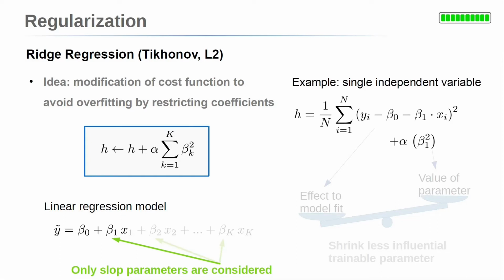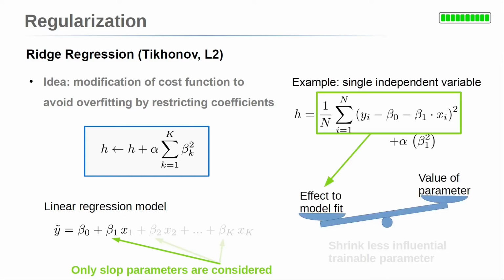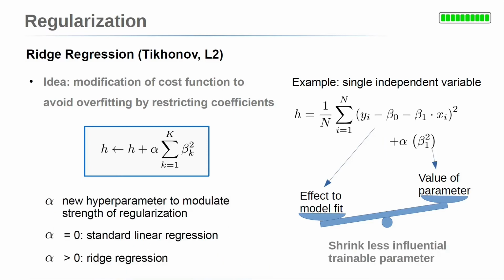The cost function now has two contributions. One is measuring the quality of the fit. The other is penalizing large values of the parameters. A less influential trainable parameter needs large values to have an impact on the model, and this leads to overfitting. So exactly that is prevented by the regularization. The parameter alpha is a new hyperparameter of the ridge regression model. It can modulate the influence of the regularization.